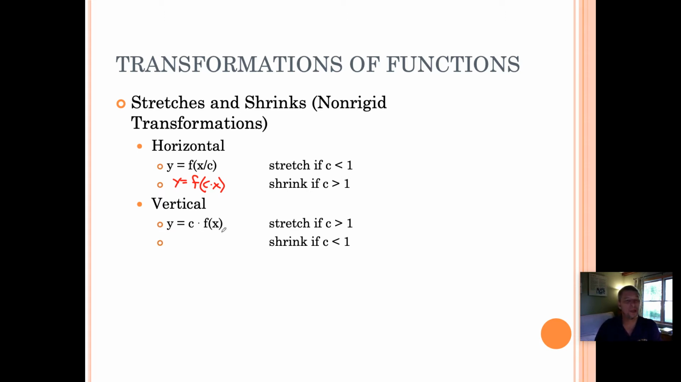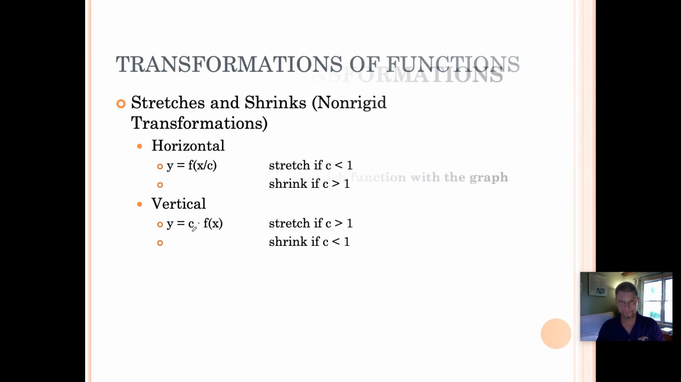Now, if we take the entire value of the function f of x and we multiply it by a number c, then if the value of c is greater than 1, we stretch the entire thing vertically. If the value of c is a fraction, in other words, less than 1, then it will be shrunk by that factor of c. So, again, manipulating the x value causes a horizontal stretch or shrink, and multiplying the f of x value causes a vertical stretch or shrink in this case.